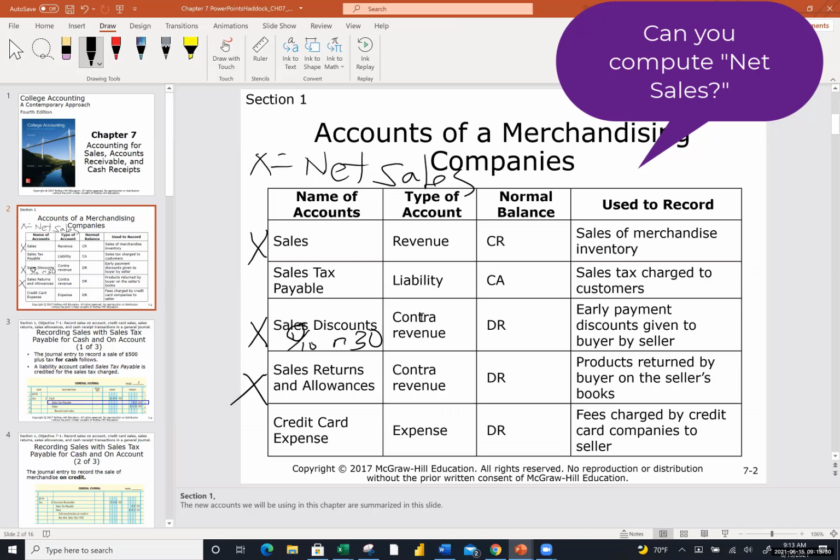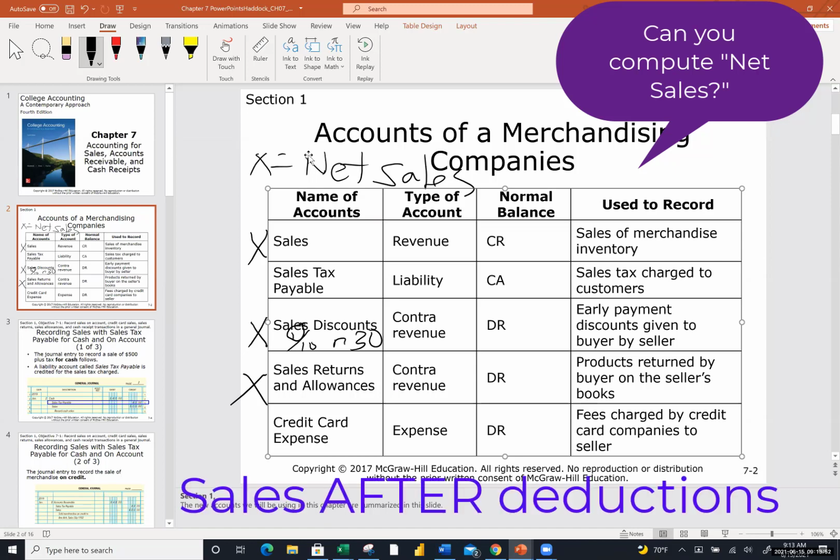So as we look at this new vocabulary, this list of 5 brand new accounts that we're using, I wanted to also throw in there that the sum of those X's, those 3 accounts, are how we're going to calculate net sales. And what that literally means, think about your paychecks, because all of you have probably earned a paycheck or you live with somebody that earns a paycheck.